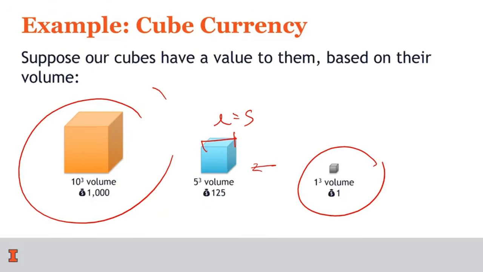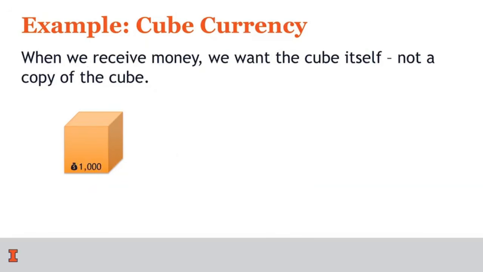So we're now playing the role of a banker. Whenever we receive money, we want to actually make sure that we get the cube itself. We don't want to create a copy of this cube. We don't want to do anything else except for transfer the cube to someone else. If we're creating a copy of a cube, we're creating inflation, we're being a bad banker. We want to make sure to understand exactly what's happening to this cube in memory.